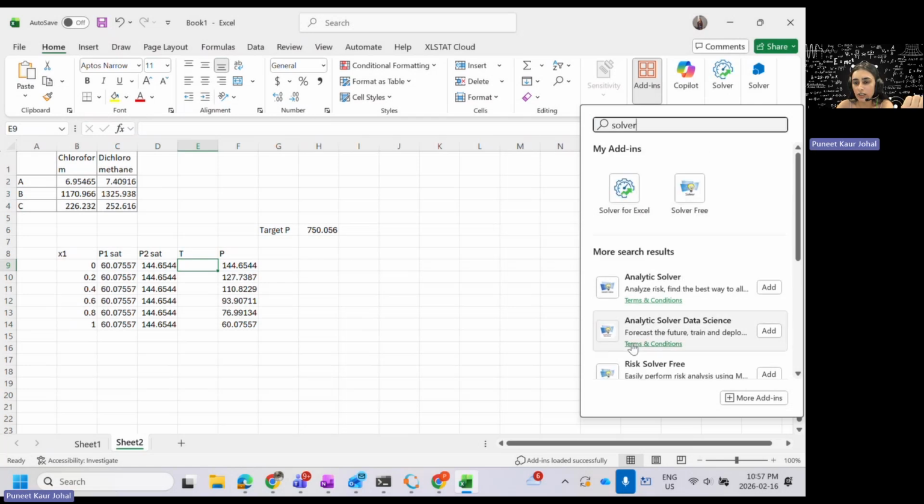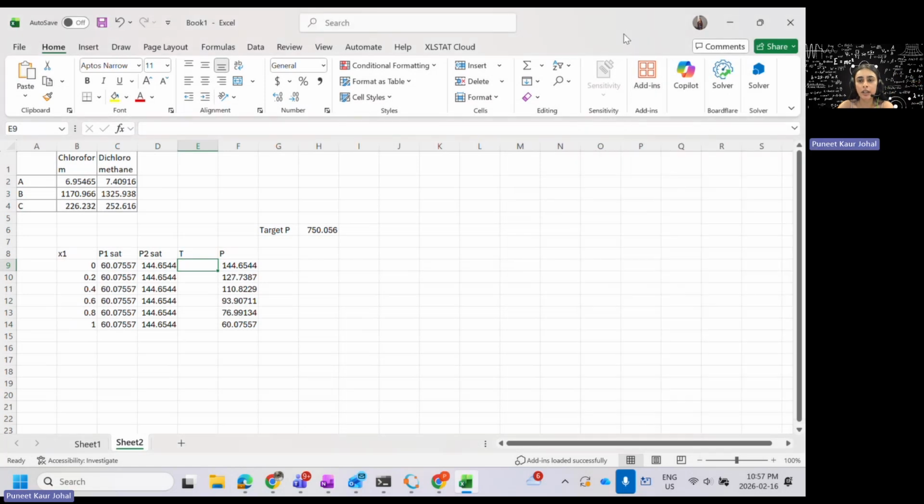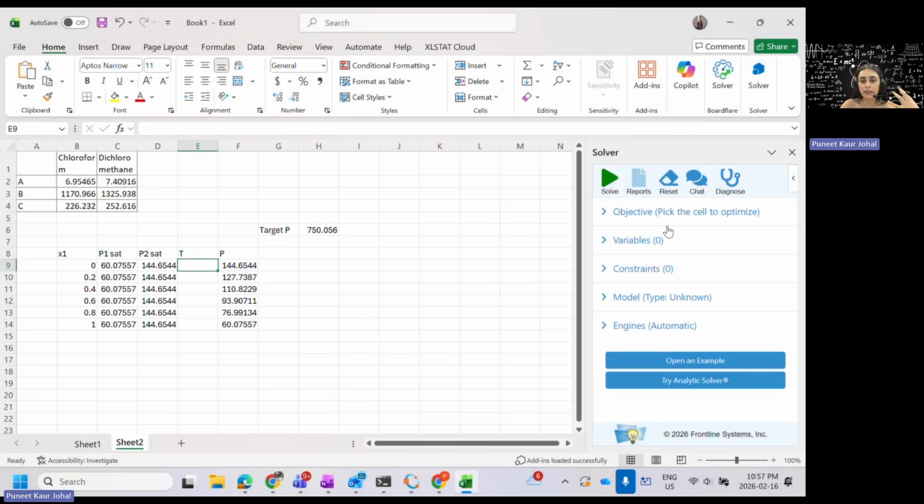I'm pretty sure these are fine as well, but you want to select the one that optimizes your values. I selected this. I also installed this one, which didn't work as I wanted it to. But you want to quickly add Solver to your Excel. And then we click on Solver, and it lets you do this.